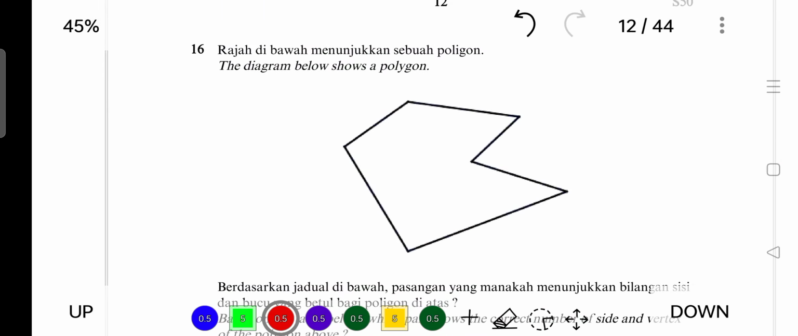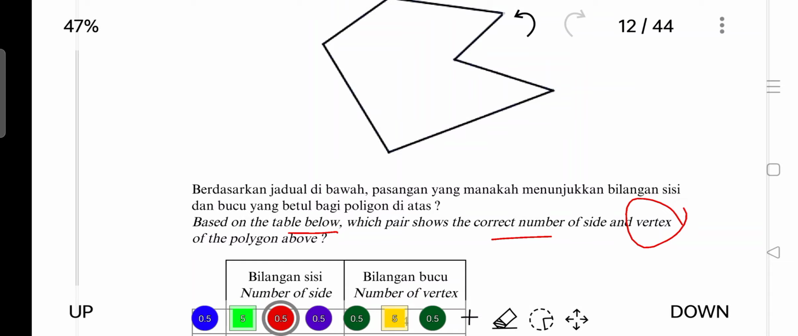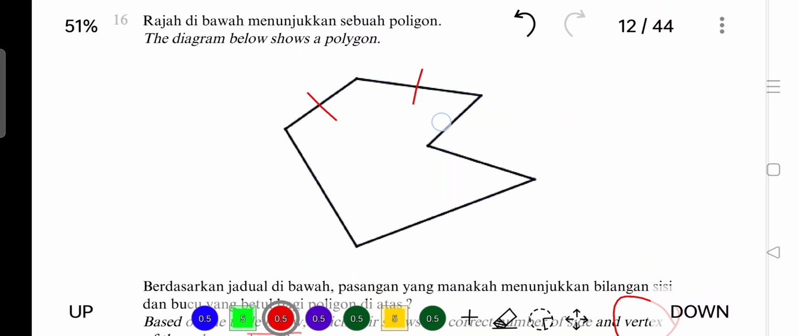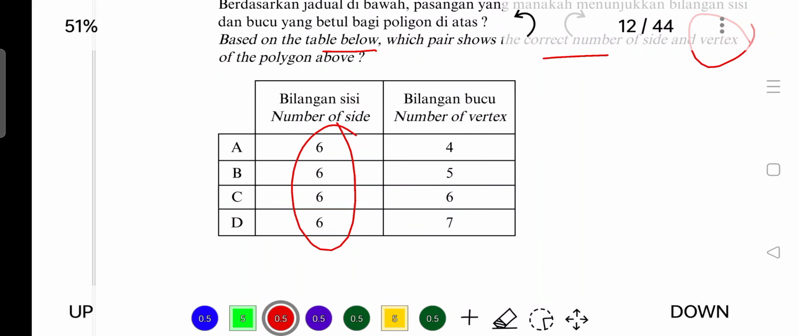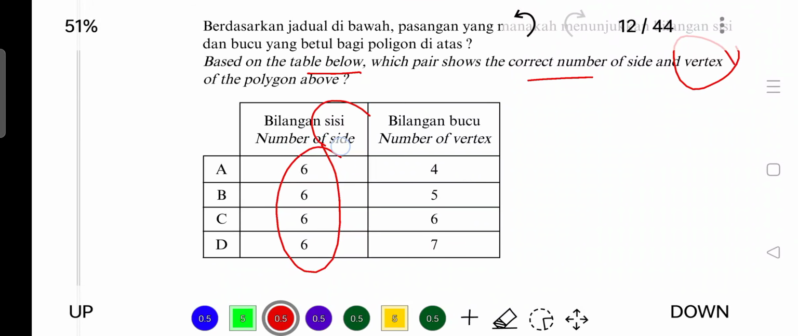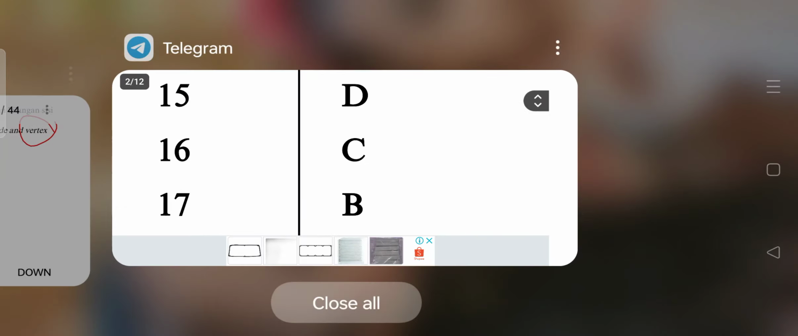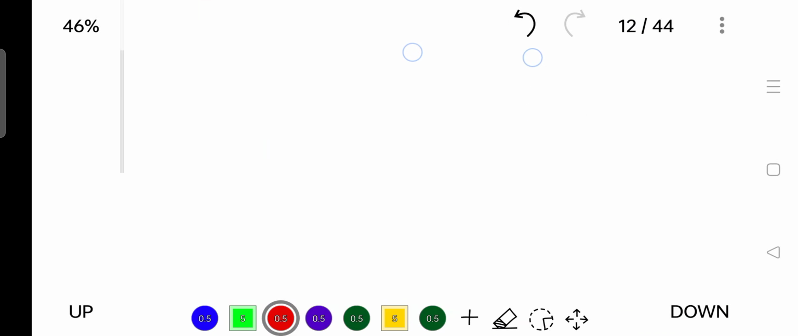All right, question number 16. The diagram below shows a polygon. Based on the table below, which pair shows the correct number of sides and vertices of the polygon above? All right, let's look at sides first. 1, 2, 3, 4, 5, 6. We have 6. All of these are correct. Next, number of vertices. If you still remember, the number of sides will always be the same as the number of vertices. So you don't even have to think. The answer will definitely be C, right? For number 16.